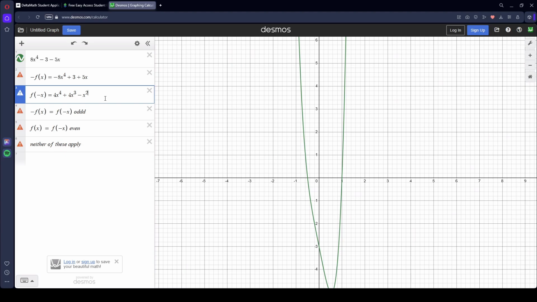Okay, so 8, I can just do this in my mind. Negative x to the 4 does not change. Minus 2. Yeah, minus 3, because there's no x in minus 3. Yeah, it does not change. 5x, negative x, which is plus 5x. 8 minus 3 x.